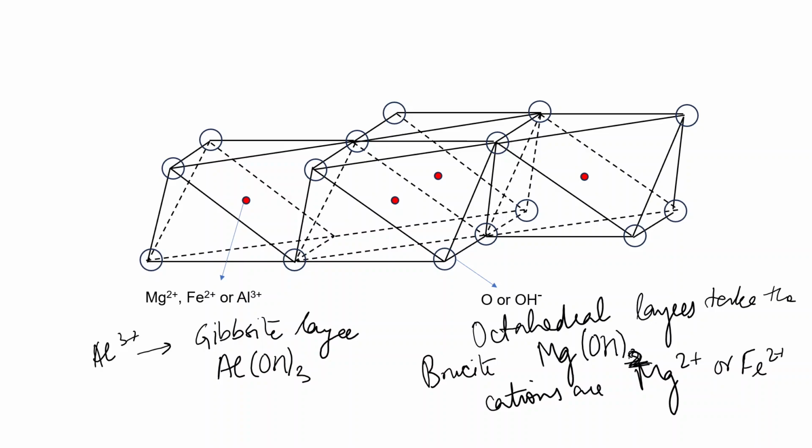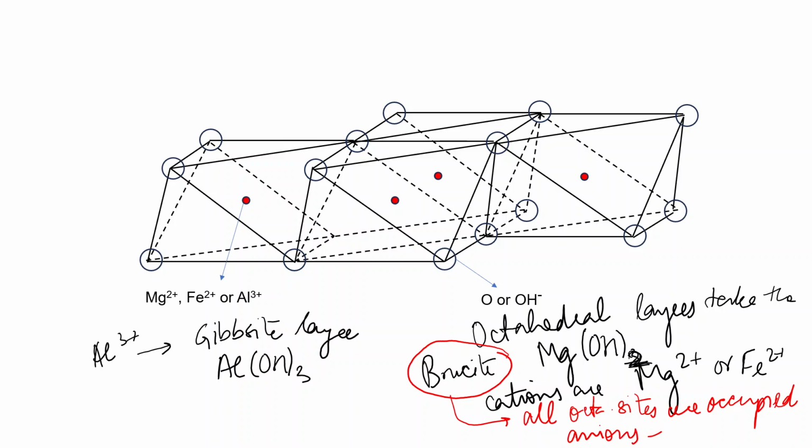This is an important point which you should remember while giving the structure of mica: if the octahedral layer is brucite, then all the octahedral sites are occupied. None will be left blank. And all the anions would be OH minus.